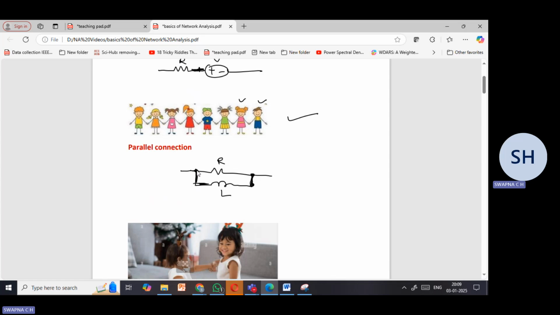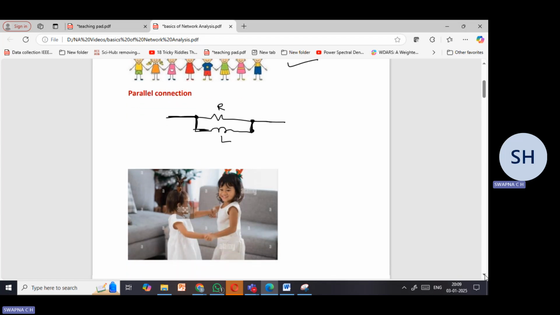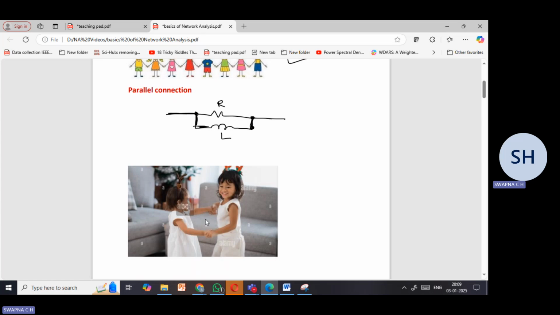And from here there is another connection, and from here there is another connection. If this kind of connection is visible, then it is said to be the parallel connection. So here you can observe these two girls are holding their hands. I can say that they are in parallel, provided this hand will be joined to the other hand and this hand will be joined to the other hand, and this side and this side are connected to some other disturbances. They are connected in this way.